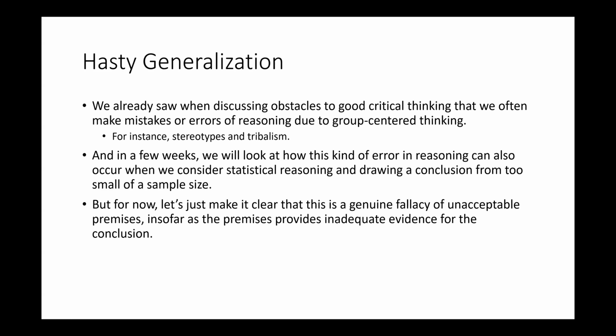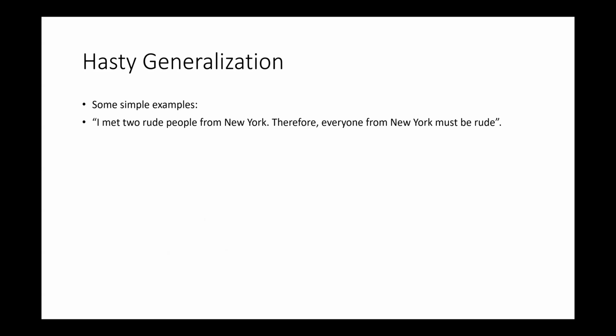But as we saw with previous fallacies, I think that it's going to be helpful to consider some more examples. So let's take a look at those. Someone might say, well, I met two rude people from New York, therefore all people from New York must be rude, right? You can see how this is an example of stereotype or group-centered thinking or in-group, out-group thinking. But it's a clear case of hasty generalization. Even if the person you met from New York, in fact, was rude, that doesn't mean that everybody from New York is rude.